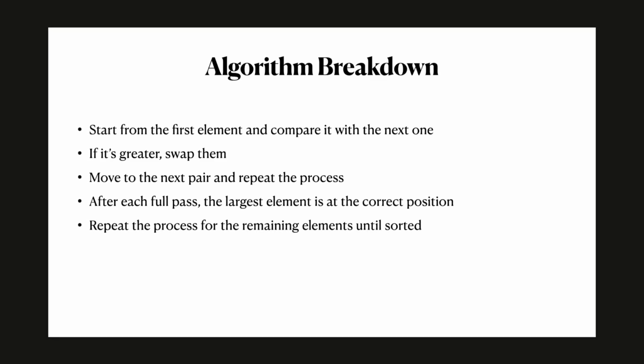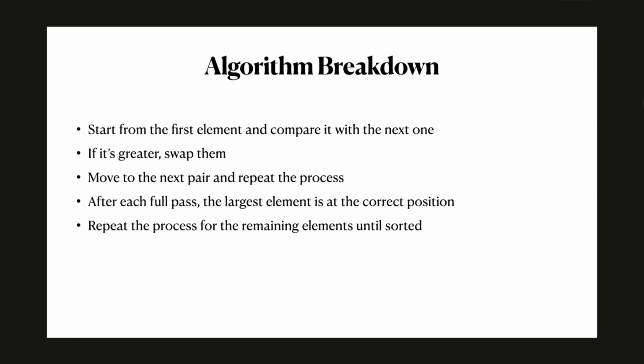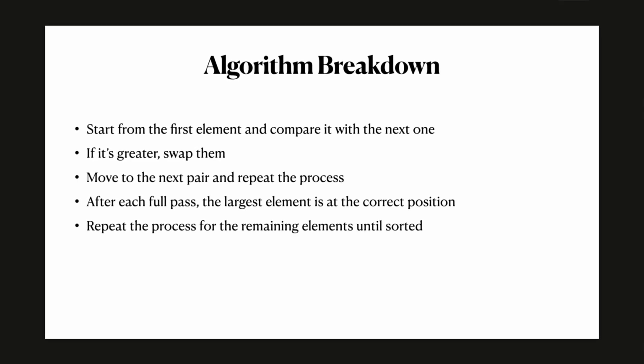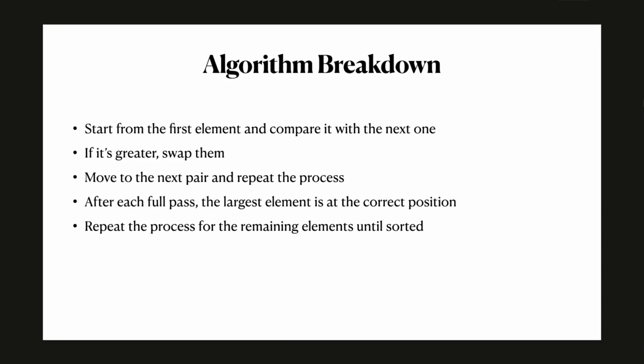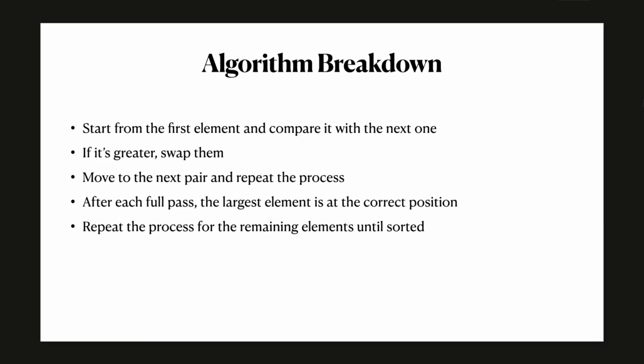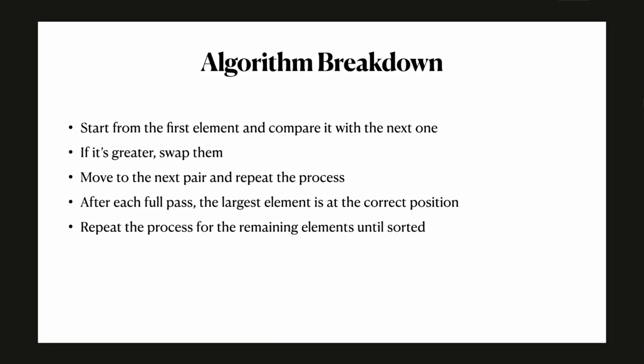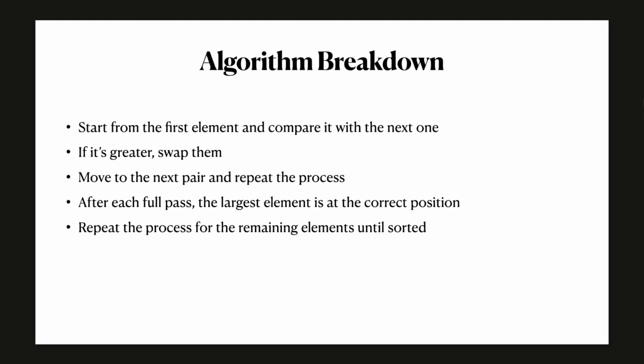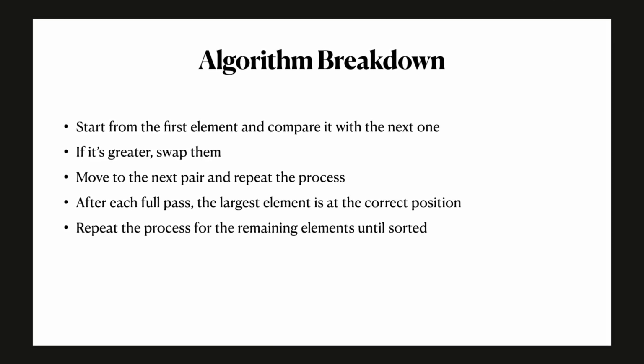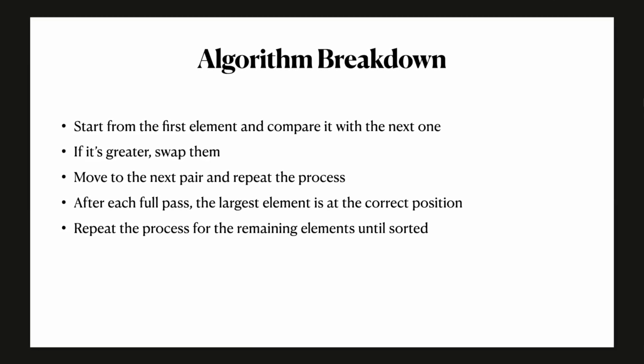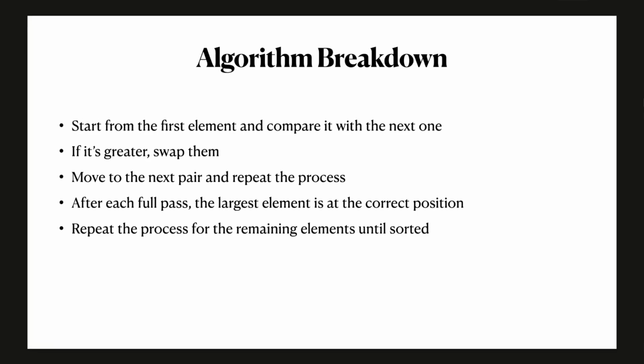First step, start from the first element and compare it with the next one. If it is greater, swap them. If it is not greater, ignore it. Then move to the next pair and repeat the process. Like if it's greater, swap them. If it is not greater, ignore it. After each full pass, that means the length of the array, the largest element is at the correct position.